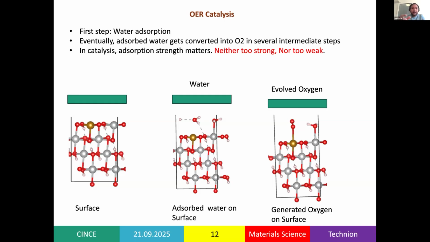In catalysis, you don't want water or any other intermediate to be very tightly bonded to the surface. If it is chemisorbed, your catalyst will be dead. So you don't want that to happen. There should be some optimum strength between the reactants and the surface.